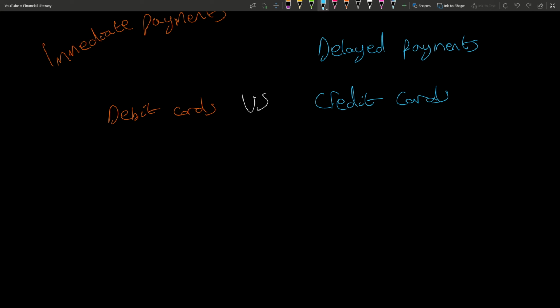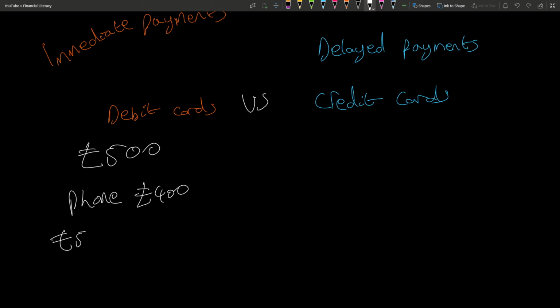So with a debit card, if you have X amount, that's all you can spend. You can't spend any more. And as soon as you make a purchase, so if I have £500, if I buy, let's say, a phone for 400, I now have 500 minus 400, which equals 100. But this is based on the money that I have, and it's immediately deducted.